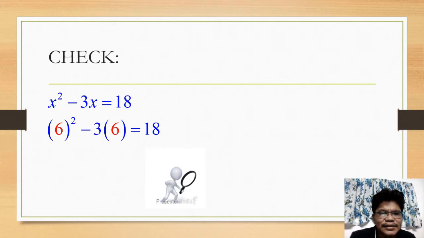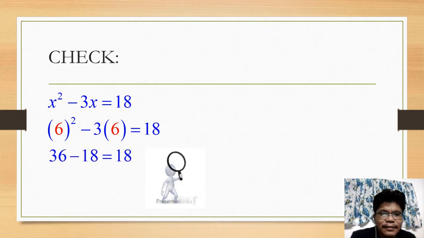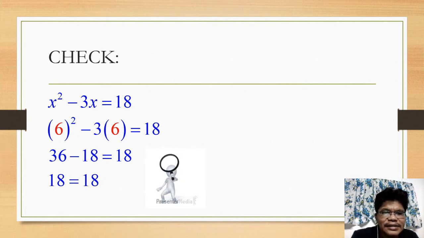Now, what is 6 raised to second power? Of course, the answer is 36. What is negative 3 times 6? So, the answer is negative 18. Then equals 18. So, it becomes 36 minus 18 equals 18. And what is 36 minus 18? So, the answer is 18 equals 18. So meaning 6 satisfies the original equation.